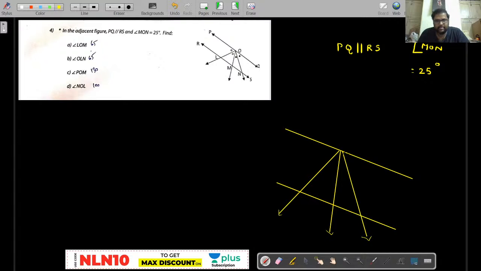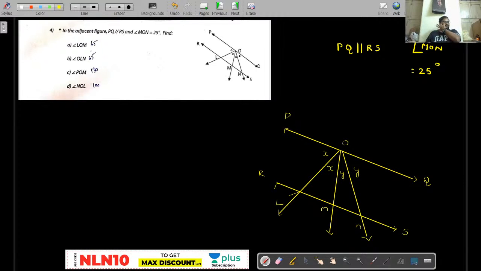I'll draw the diagram here. Now, this is P, this is Q, this is R, and this is S. Now, this is O, and this is given as L, the point here. Now, this is M, and this is N. Now, see here, I will take plain dots as X for our convenience, and black dots as Y.